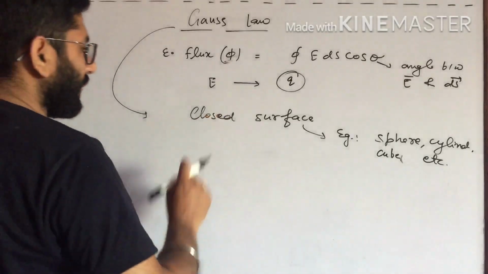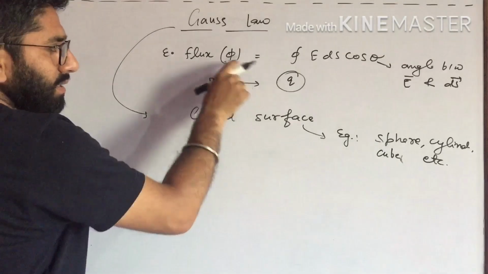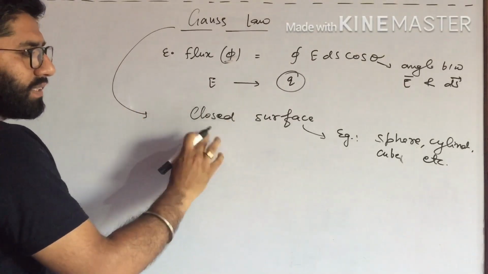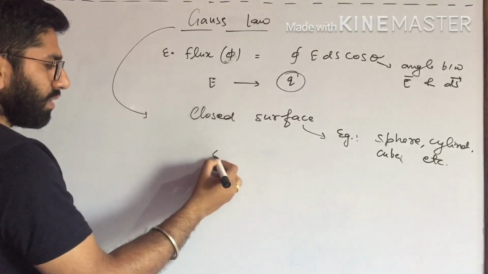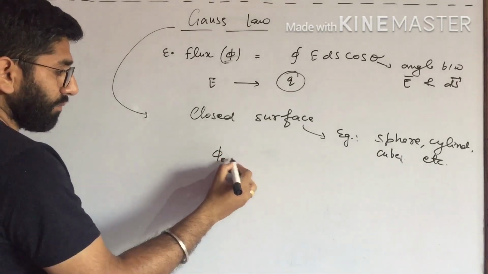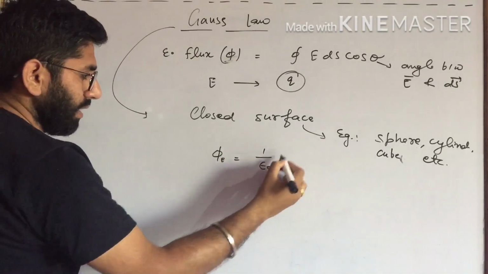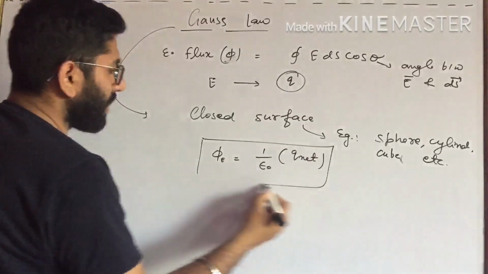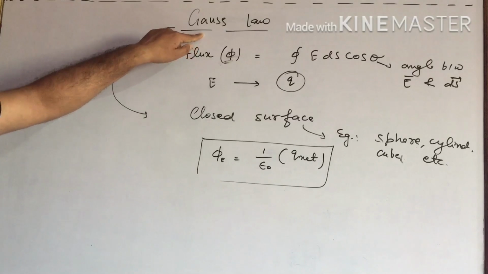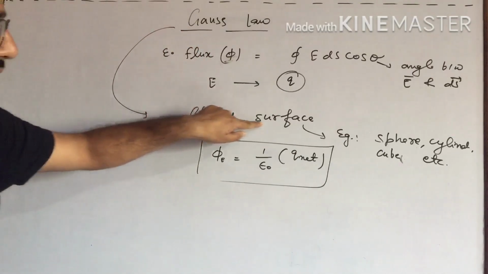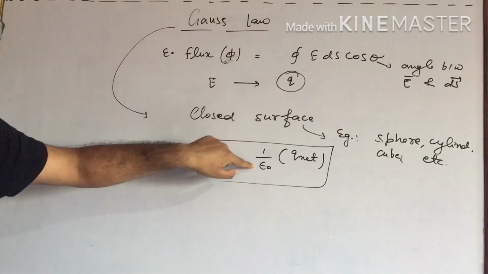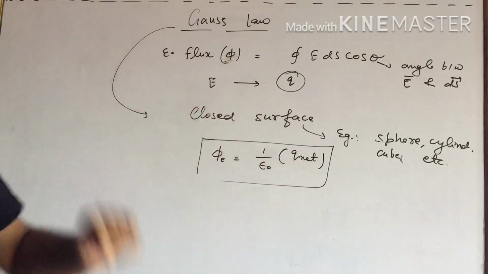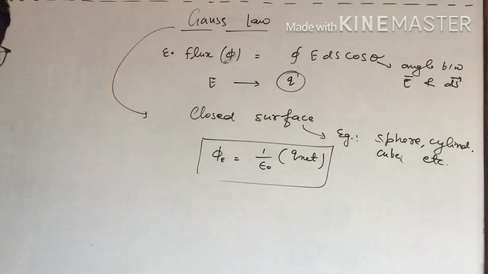So for a closed surface, how are the flux and the charge related? According to Gauss law, the flux passing through a closed surface depends upon the permittivity and the net charge enclosed inside. This statement is known as Gauss law, which states that flux passing through a closed surface is 1 upon epsilon naught times the net charge enclosed inside the Gaussian surface. This is known as Gauss law.